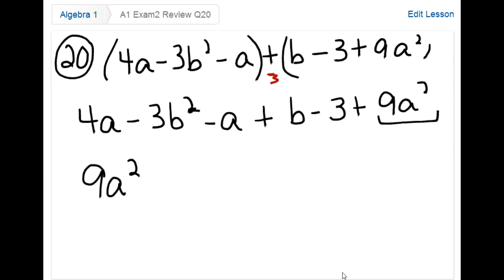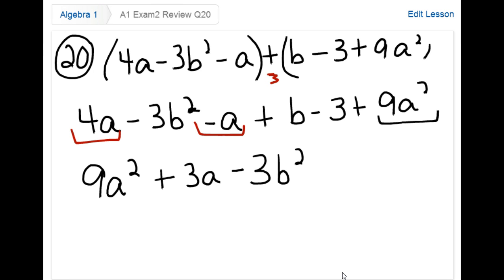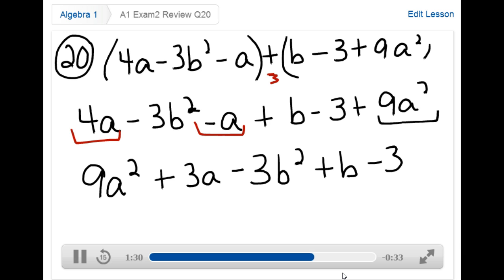Alright, next for a. Here we have a 4a and a minus a. So 4 minus 1a is positive 3a. Now for the b squares. All we have is minus 3b squared. Next for b's, all we have is plus b. And now for constants, which are just numbers that don't have a variable, all we have is 3. So that is your answer.